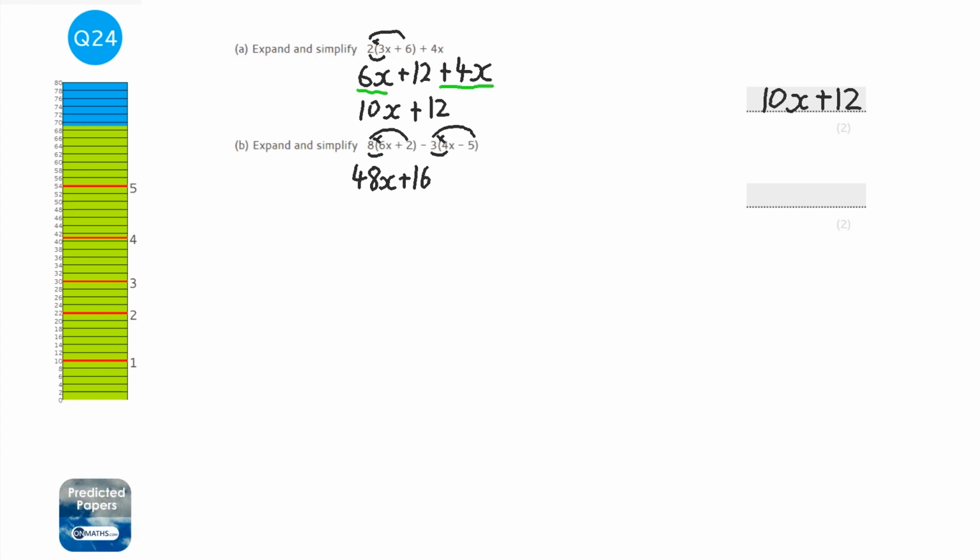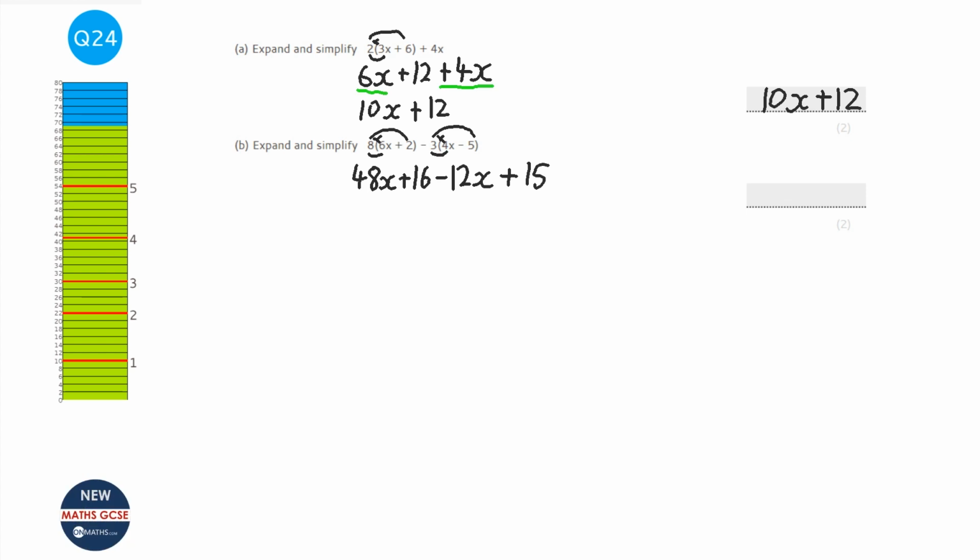The number outside the brackets is not a 3, it's a minus 3. So when we do minus 3 times positive 4x, we're going to get a negative, because a minus times a positive is a negative. Then we do 3 times 4, which is 12, and then we've got the x as well. Now the rainbow is minus 3 times minus 5. Two minuses times together is a plus. 3 times 5 is 15.